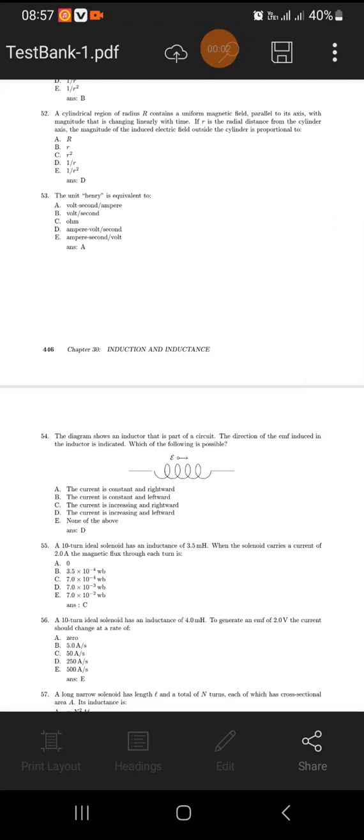Okay, I start with 53. The unit Henry is equivalent to what? It is equivalent to volt times second divided by ampere, V·s/A.